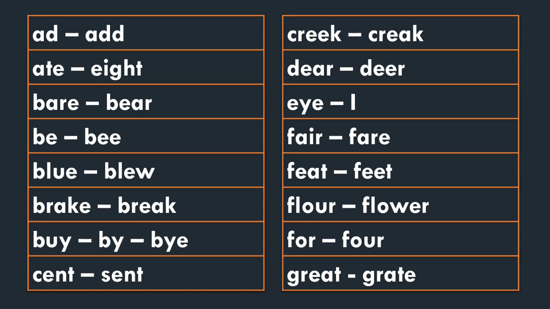Then F-O-R, for, is the preposition, and F-O-U-R, four, is the number. Its pronunciation is for. Often R is silent at the end.